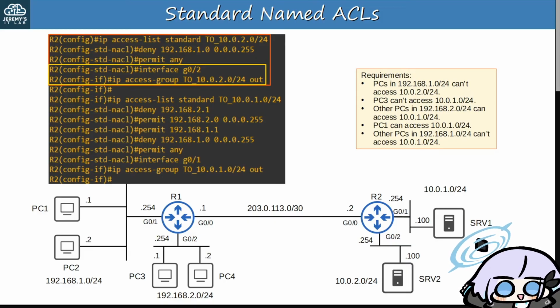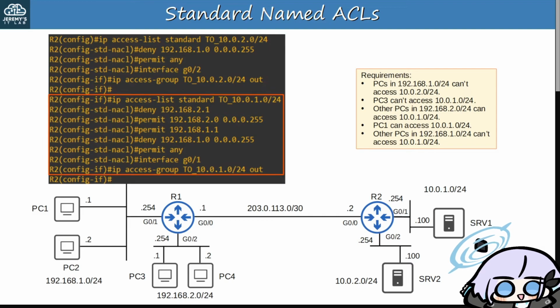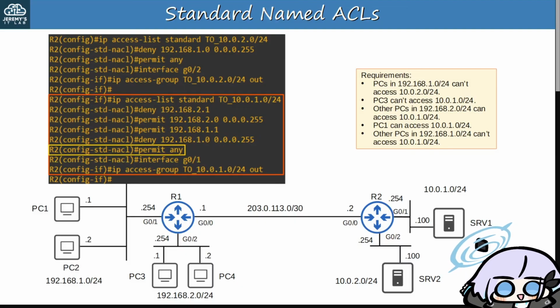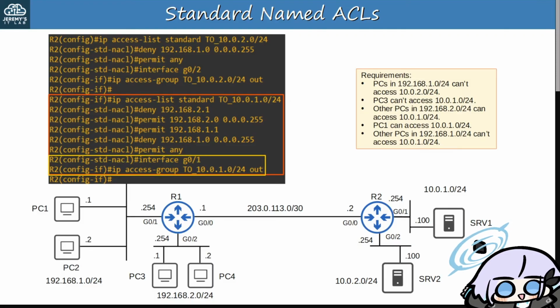I called the second ACL 2_10.0.1.0/24. First, I denied PC3, 192.168.2.1. Then I permitted the rest of the PCs in PC3's network. I then permitted PC1, but denied the other PCs in PC1's network. Then I permitted all other traffic. Finally, I applied the ACL outbound on the G01 interface. And that's it. ACL configuration can be flexible sometimes, so there are other ways to configure these ACLs that will work too, but this is my solution.